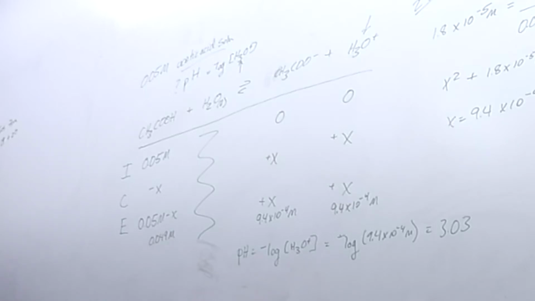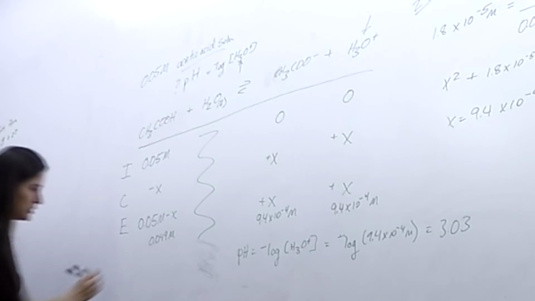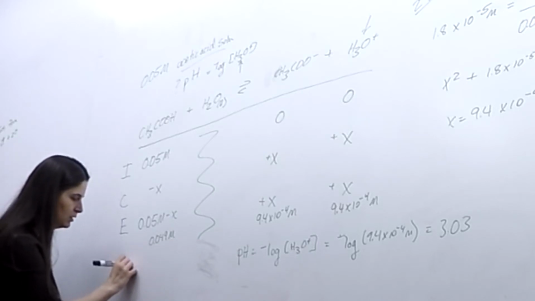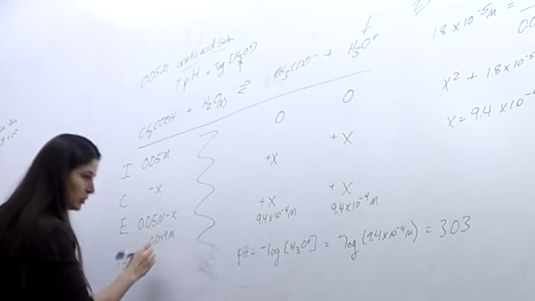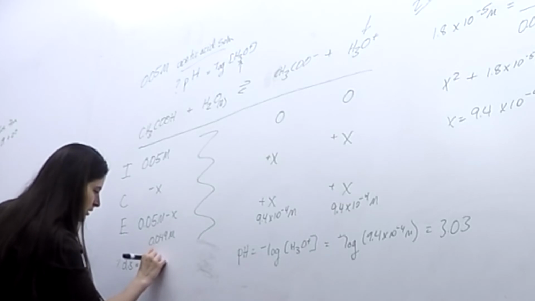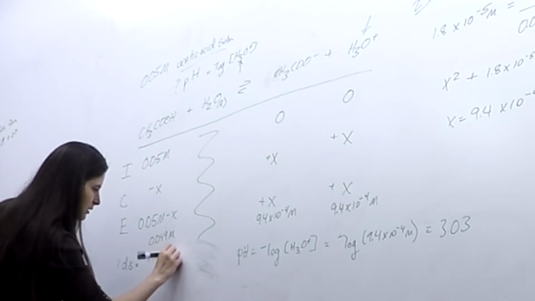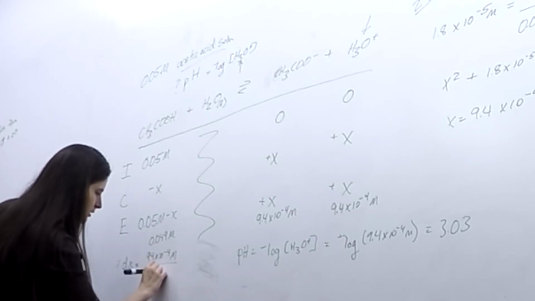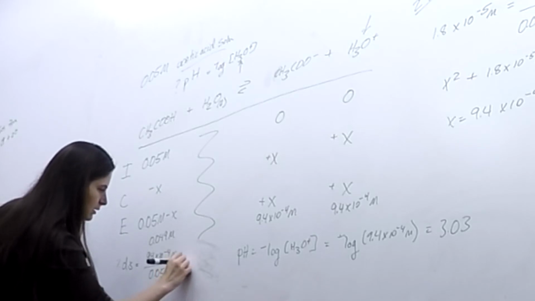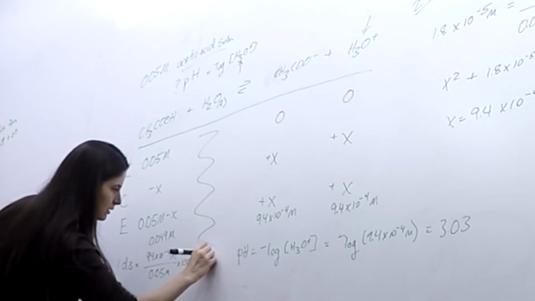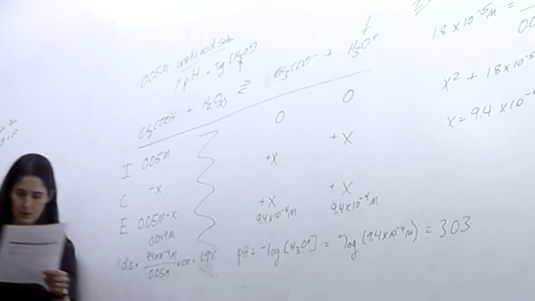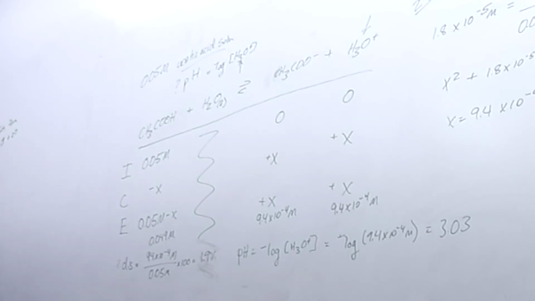All right, if you want to know the percent dissociation, you can get that as well. You could take the about 1.9%. So not a very large dissociation.